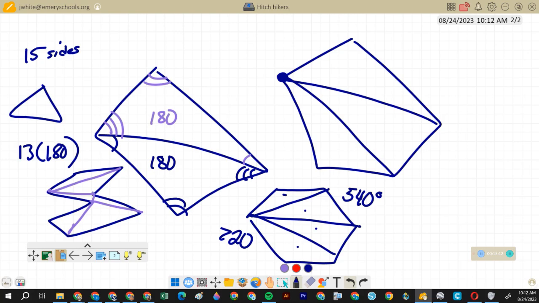Is that still going to work? Well, we have 1, 2, 3, 4, 5, 6, 7, 8 sides. And how many triangles do I have? 1, 2, 3, 4, 5, 6. Still worked, right? Okay.